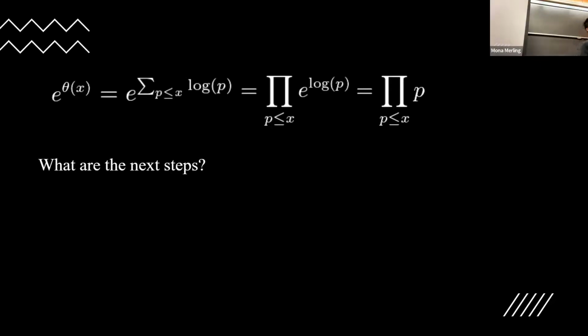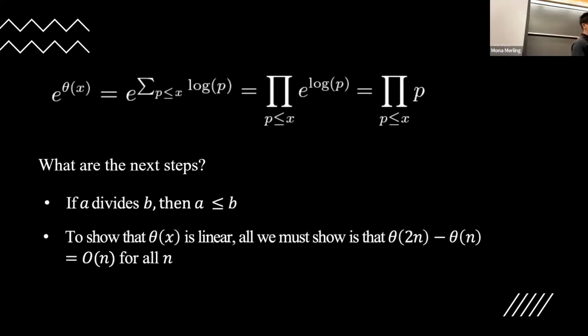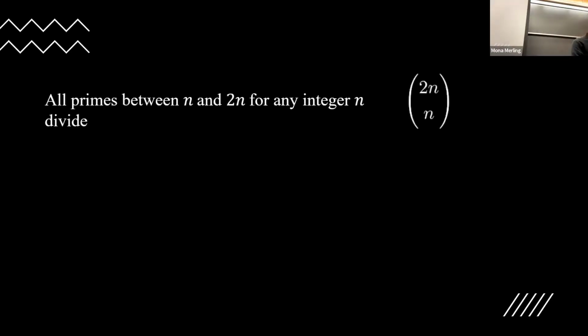Well, since we're talking about multiplication here, we could try to find things that divide each other. If some number a divides another number b, a is less than or equal to b. And to show that theta is linear, all we have to do is show that theta of 2n minus theta of n is equal to some linear term for all n.